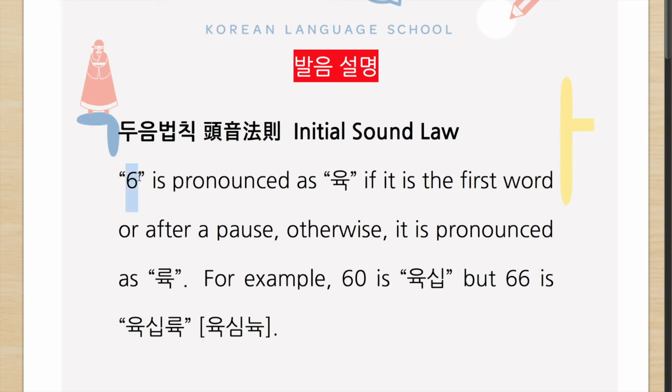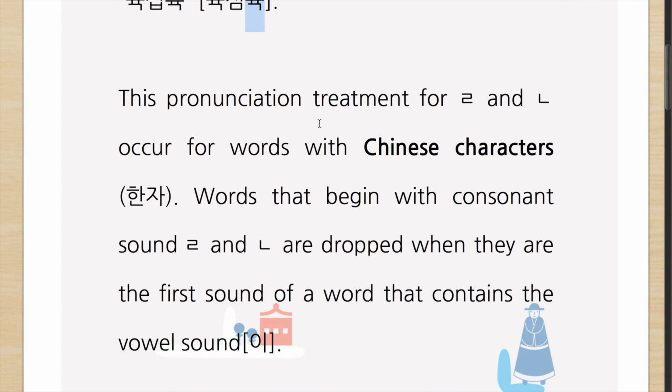So I included this because when I first learned Korean and learned the word six, I was taught that it's pronounced as you. However, over the years, I hear it pronounced as you or even new. So I was confused. And eventually I found out that there's something called 두음법칙, initial sound law. So essentially it is something to do with the first sound of a word which contains lil and yin.